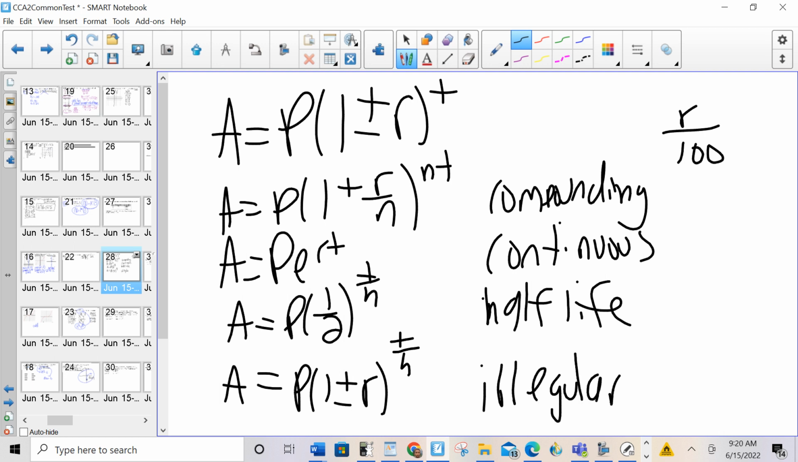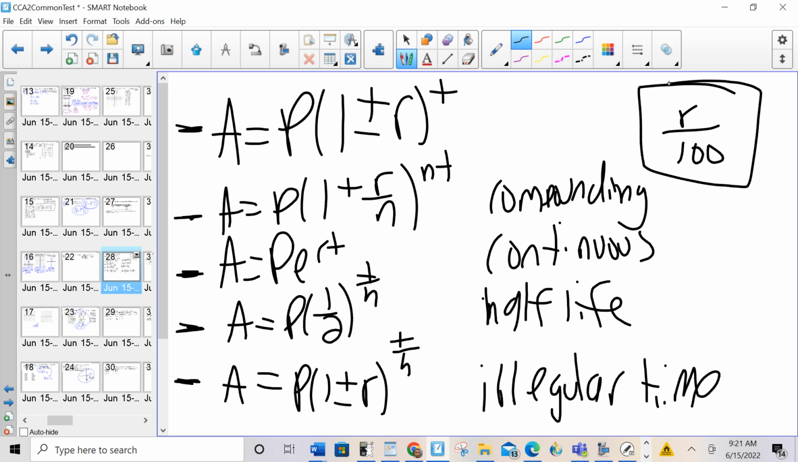So if you see compounding, we use the n formula, unless it says continuously, in which case we use pert. If it's asking for half-life, we use the half-life formula. If it's irregular time, increasing by 5% every 3.7 minutes, then we use this one. If we don't see compounding, we don't see continuously, it's not irregular, it's not half-life, that's when we use our basic exponential growth and decay formula. And for all of these, we need to divide the rate by 100.